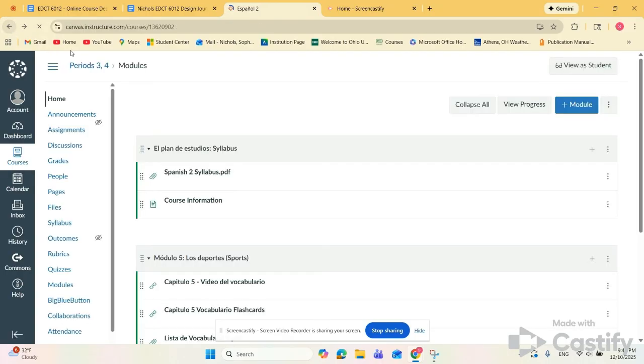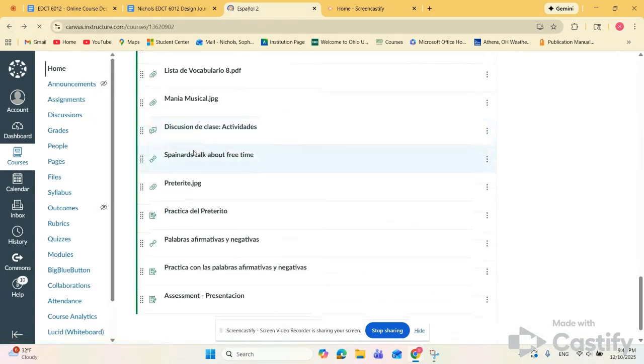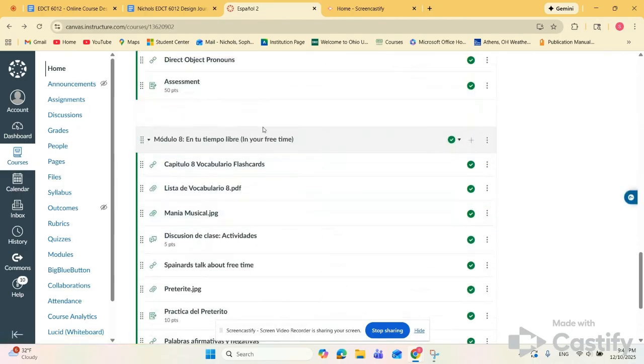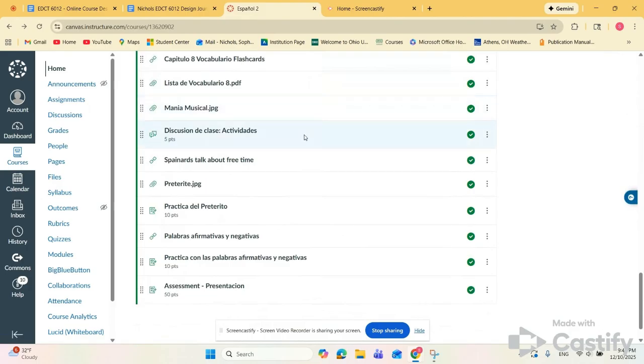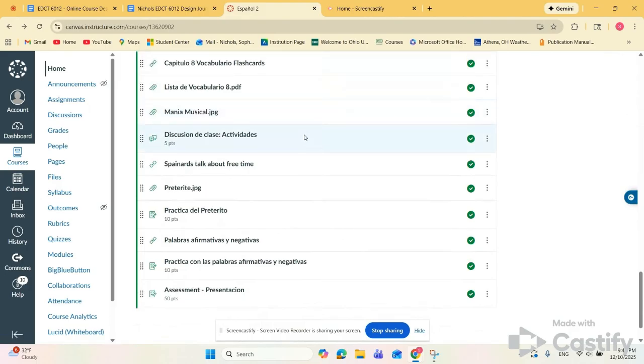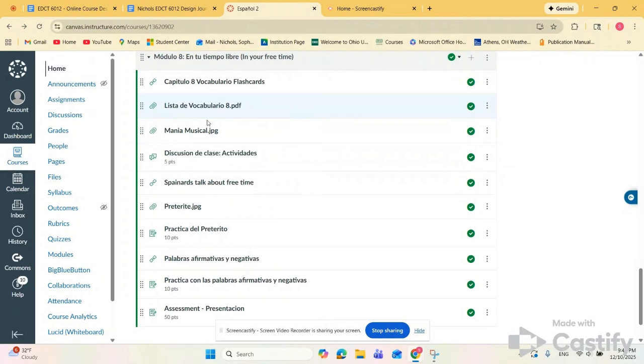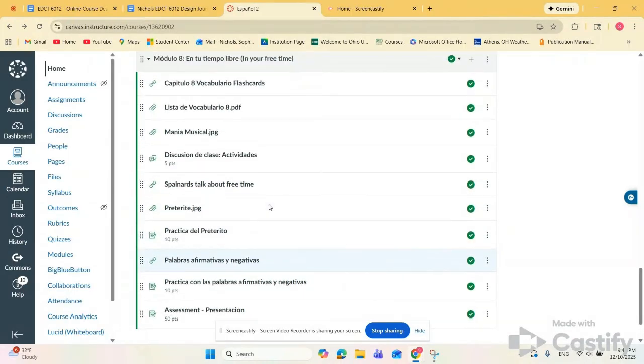And then the last module I had students doing was En tu tiempo libre, which is in your free time. So talking about free time. This chapter is kind of broad. It focuses on movies, music, art, essentially any hobbies or interests that people may have.